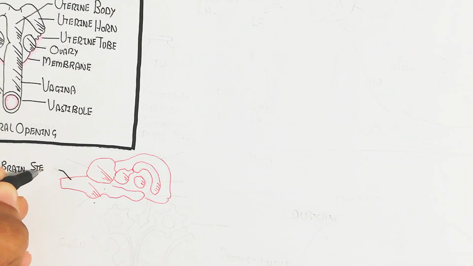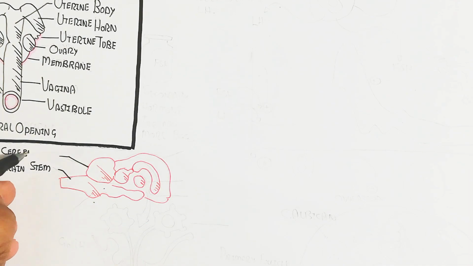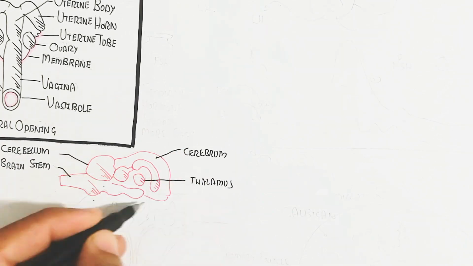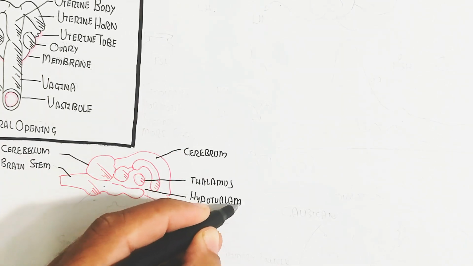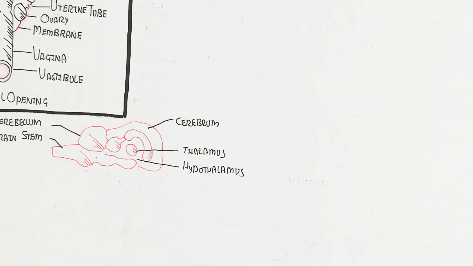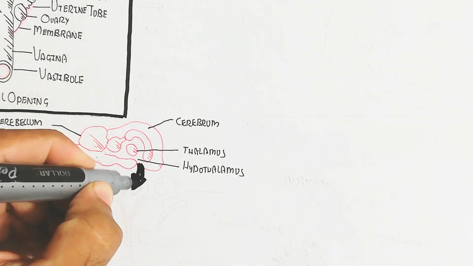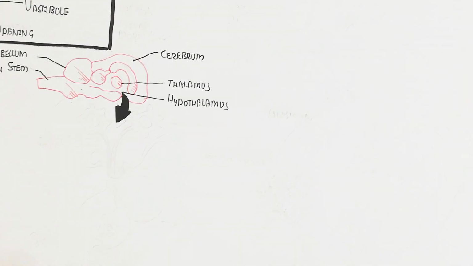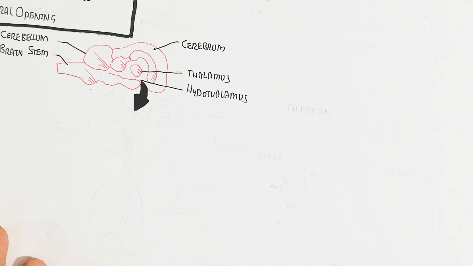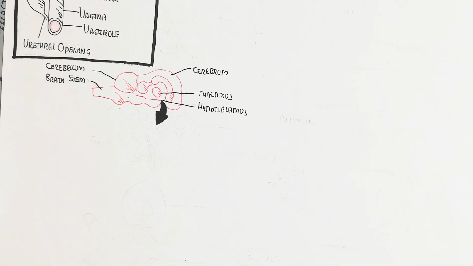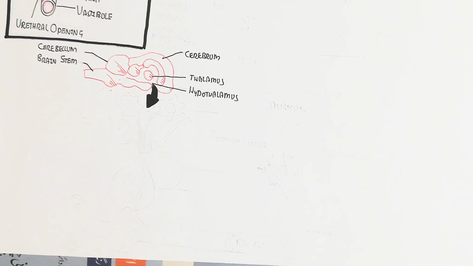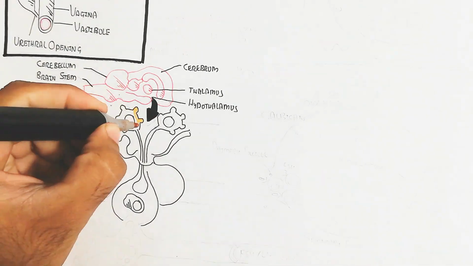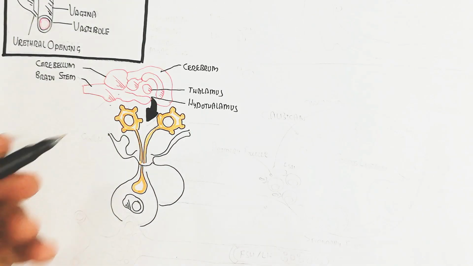Puberty. This is the brain of the sheep, and this is the cerebellum, brainstem, cerebrum, cerebral cortex, thalamus, and hypothalamus. Below the hypothalamus is the pituitary gland. The pituitary gland is an endocrine gland made up of three lobes, but here we will discuss two lobes, the adenohypophysis and neurohypophysis. The neurohypophysis is the posterior, while the adenohypophysis is the major anterior.